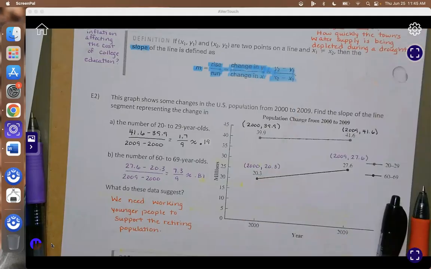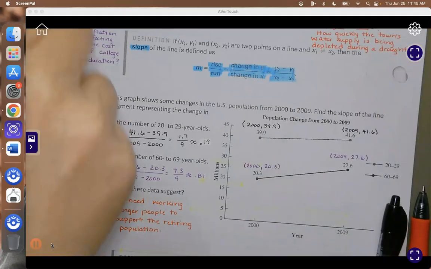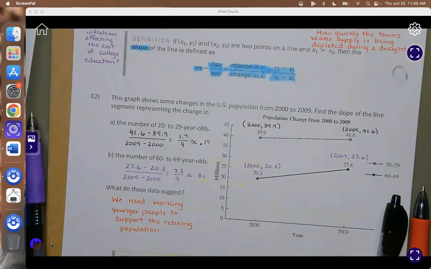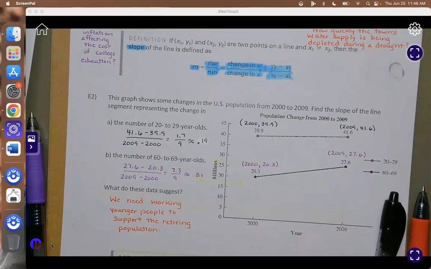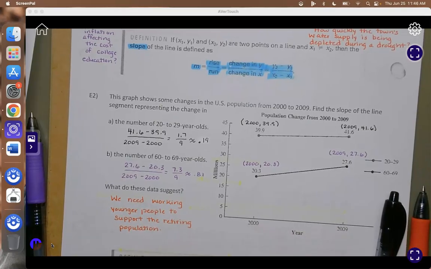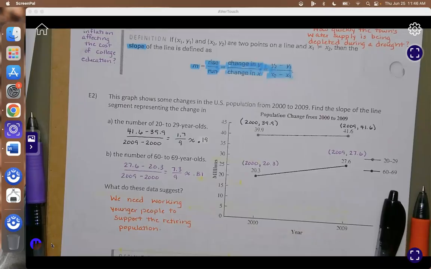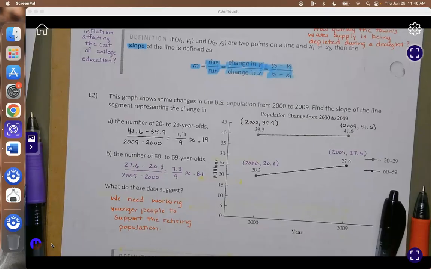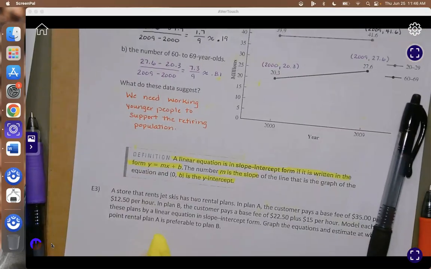Okay, next. A linear equation is in slope-intercept form if it is written in the form y equals mx plus b. m is the slope, and b is the y-intercept. Okay? And the ordered pair would be (0, b). Oh, it helps if you can see that. Sorry about that, guys.